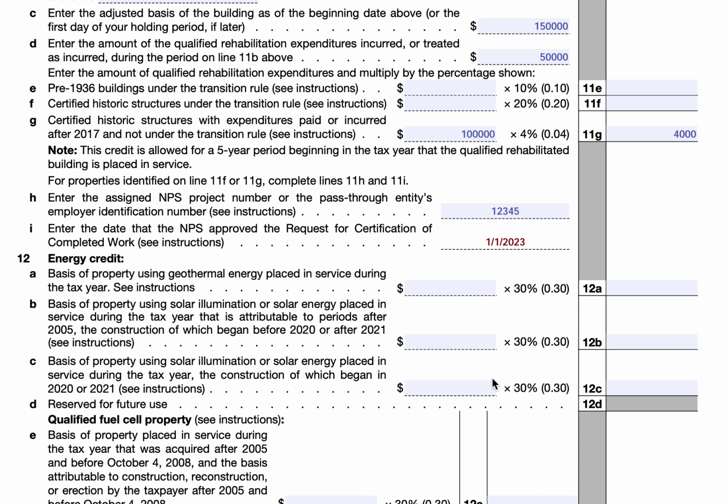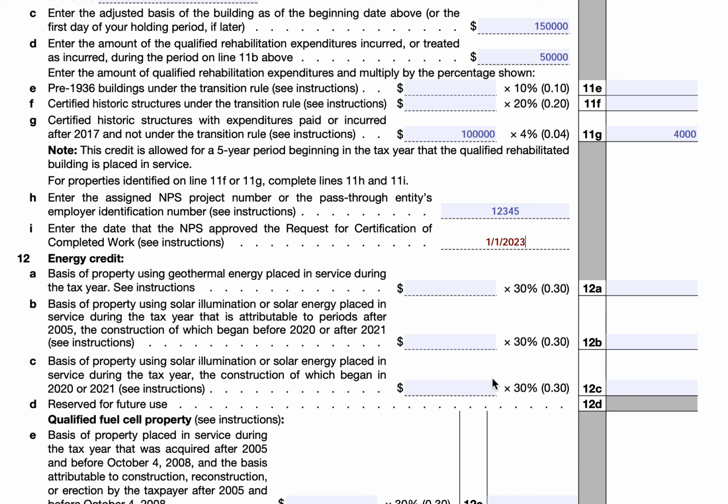So we're going to start with line 12A. We're going to put in the basis of property that uses geothermal energy placed into service during the tax year. Exactly what it says, geothermal energy property is equipment that uses geothermal energy to produce, distribute, or use energy derived from a geothermal deposit.